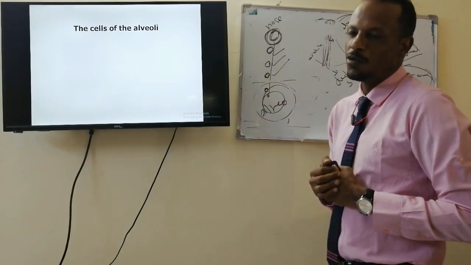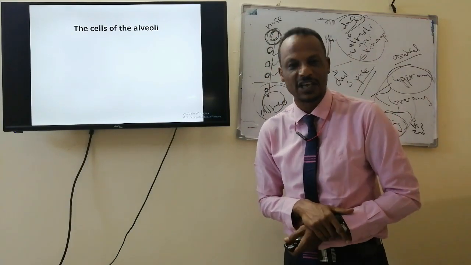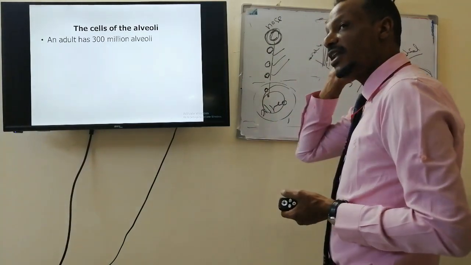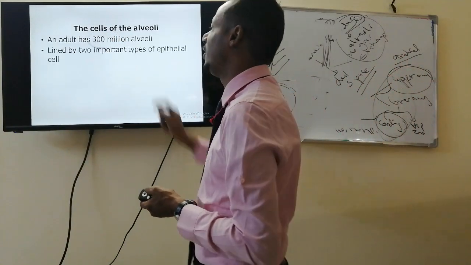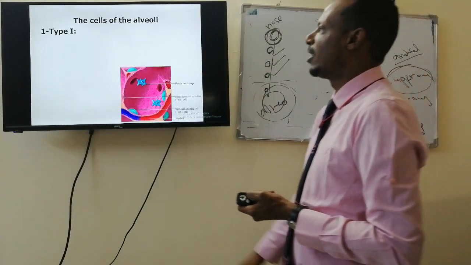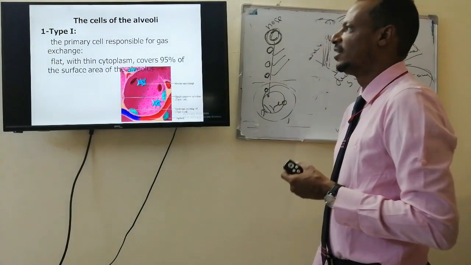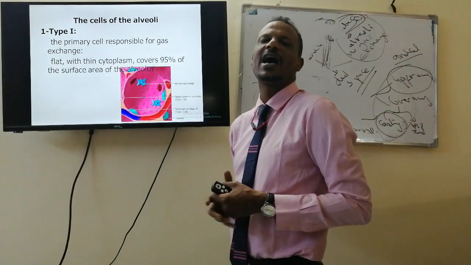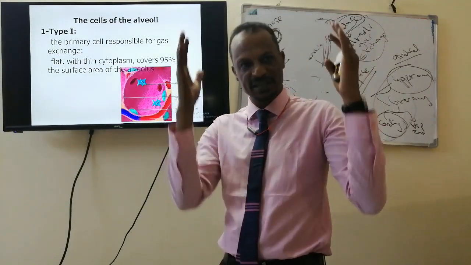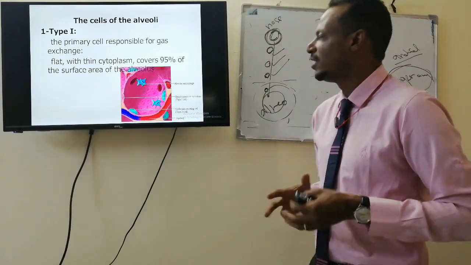We have type 2, which represents about 5 to 10%, and its function is the production of surfactant, so it doesn't participate in gas exchange. We human beings contain about 300 million alveoli, and there are 2 types of cells in the alveoli. As I said, type 1 is the primary cell, responsible for gas exchange, and it represents about 95% of the alveolar surface. This is type 1 alveolar epithelium, which is responsible for gas exchange.